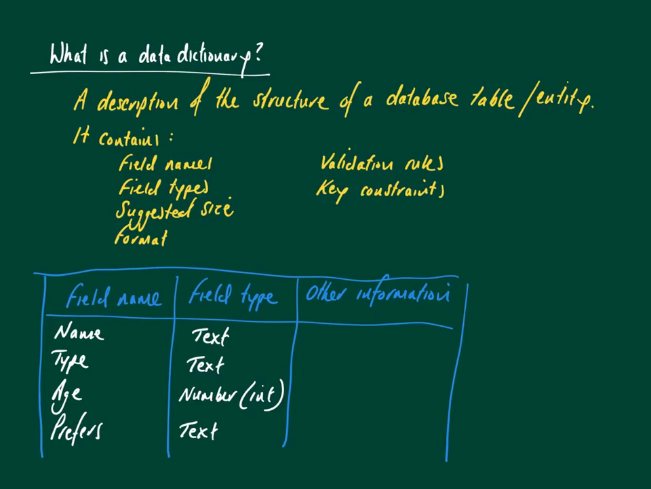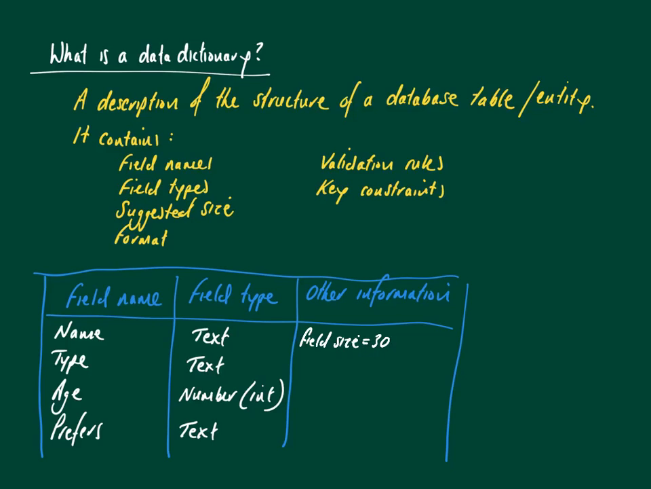Now, in other information, we might want to put things like suggested size and whether there's any validation and things like that. So let's try and figure this out. A pet's name is usually quite short. I mean, you would only have the first name. Maybe if it was a pedigree, you would have a longer name. So let's set a suggested size of 30. And while we don't have to use all 30 characters for each pet name, it's nice to know that we could have a pet's name that's as long as 30 characters.